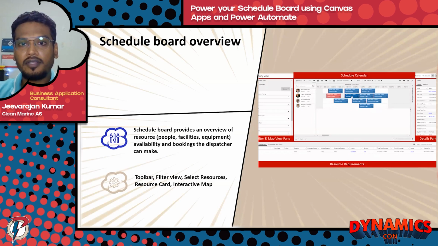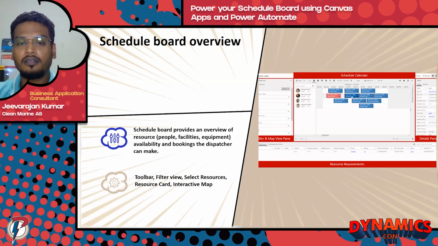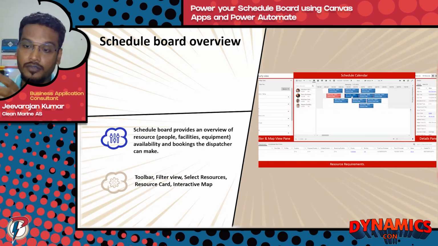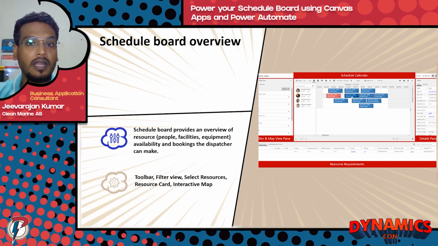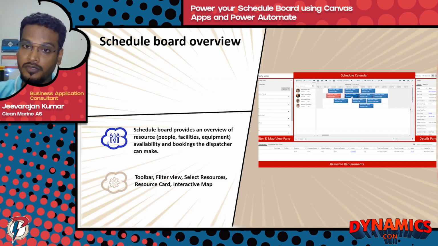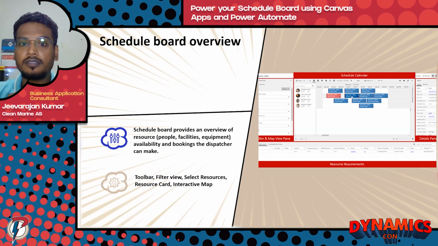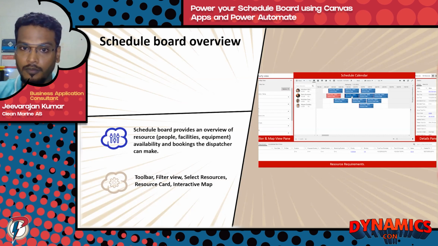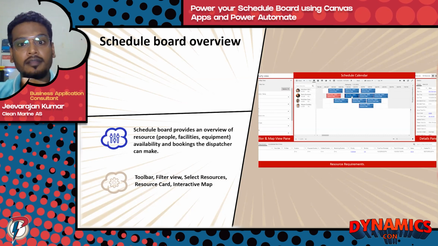Before going into the customizations of a schedule board, there are three approaches that can be leveraged to schedule the items. The first one is manually scheduling using the schedule board. The second one is semi-automated scheduling that can be done using the scheduling assistant. And the third one is completely automated scheduling, where the resource scheduling optimization tool, called RSO, will be helpful.